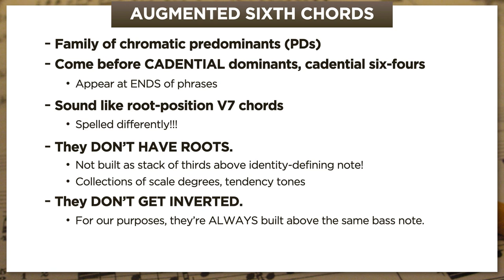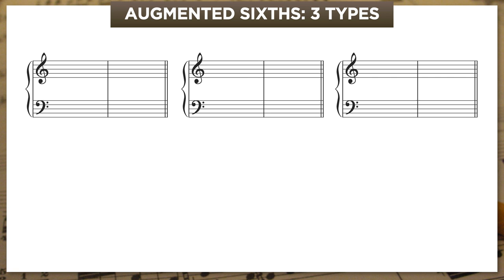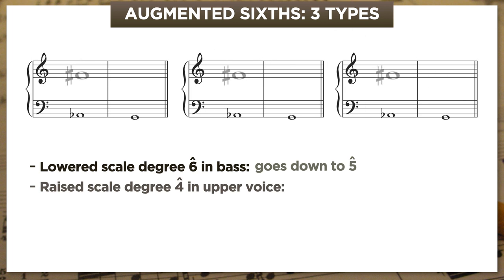So now let's talk about spelling. I called augmented sixth a family of chords because there are actually three types. But I'll start by showing what they all have in common, because there's a lot. First, all augmented sixth chords have lowered scale degree 6 in the bass. Since we're in C major here, that'll be A flat, and that bass note is going to go down by half step to scale degree 5. Next, all augmented sixth chords have raised scale degree 4 somewhere in an upper voice. Here that's F sharp, and it's gonna go up by semitone to scale degree 5. Together, those two notes, lowered scale degree 6 and raised scale degree 4, make the augmented sixth interval that the chord is named after. And they resolve that dissonant interval by wedging apart in contrary motion to make a consonant octave on the dominant note.